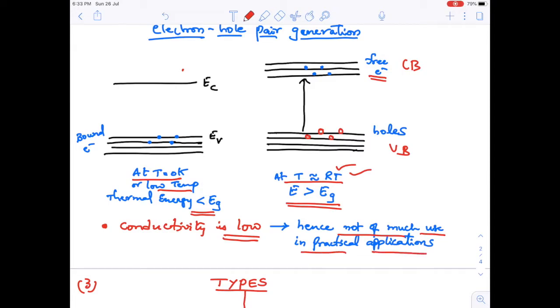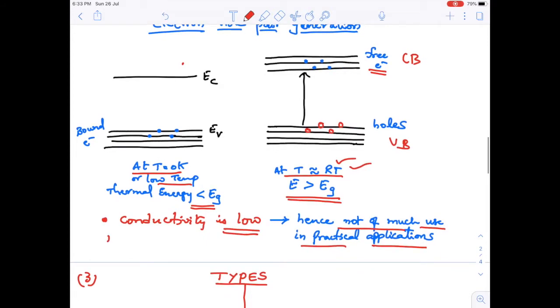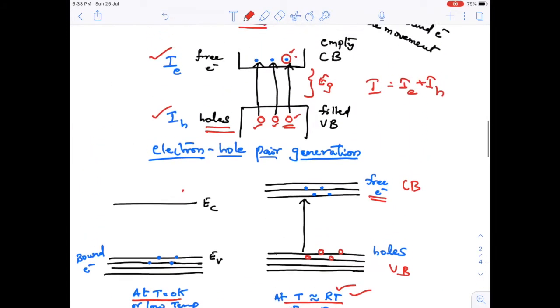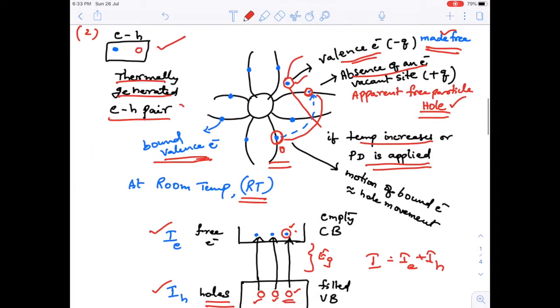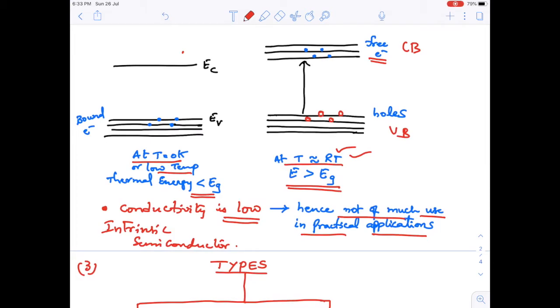Hence, they are not much use in practical applications. You cannot increase the conductivity beyond a certain level. Therefore, these are called intrinsic semiconductors, in which due to thermal energy, there is naturally electron hole pair generation taking place due to breaking up of covalent bonds, and therefore you will have free charge carriers, both electrons and holes, responsible for conduction.